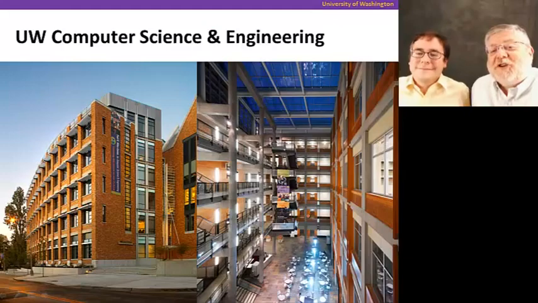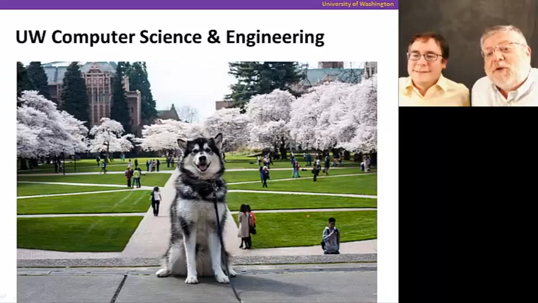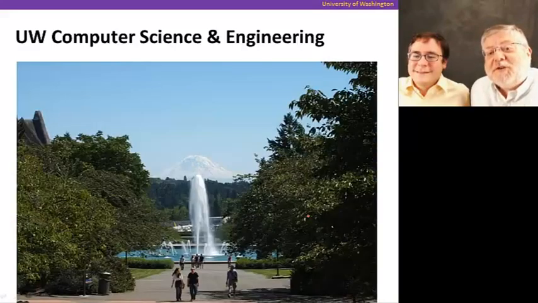Okay, we also wanted to show you where we work. That's the Paul G. Allen Center for Computer Science and Engineering at the University of Washington, and it's a gorgeous building with a beautiful 6-story high atrium. And we are also known for the cherry blossoms on our campus, which just recently bloomed this March, and our mascot, the husky. Lastly, we're also known for Mount Rainier and some of the gorgeous mountain views around campus.